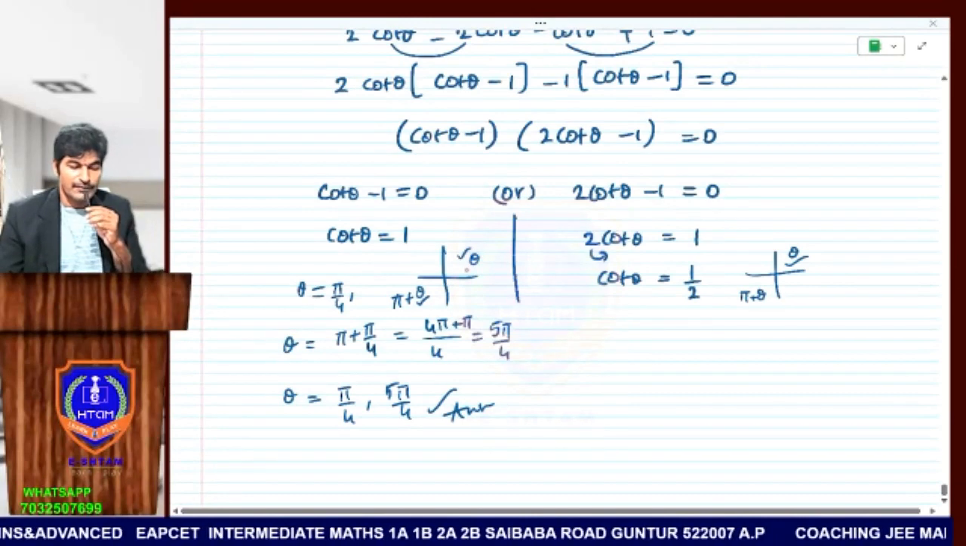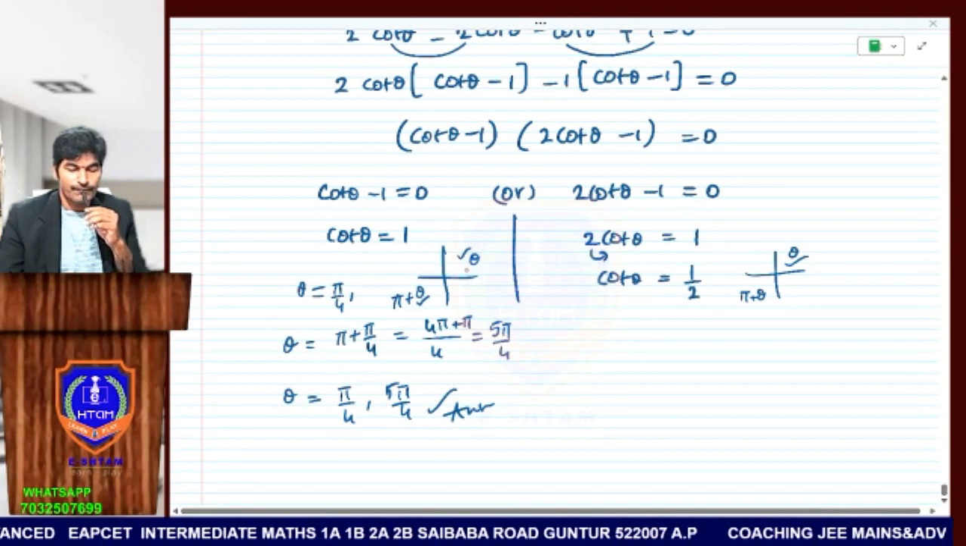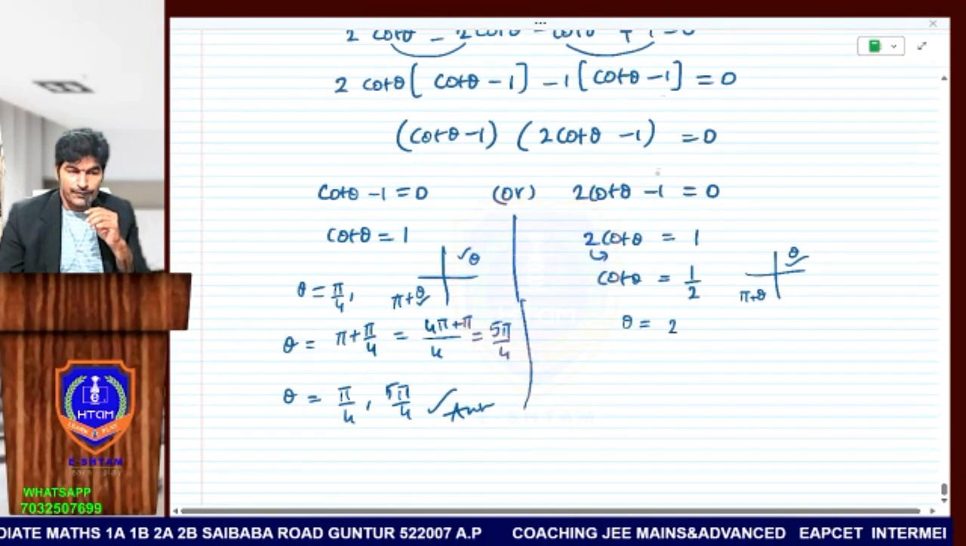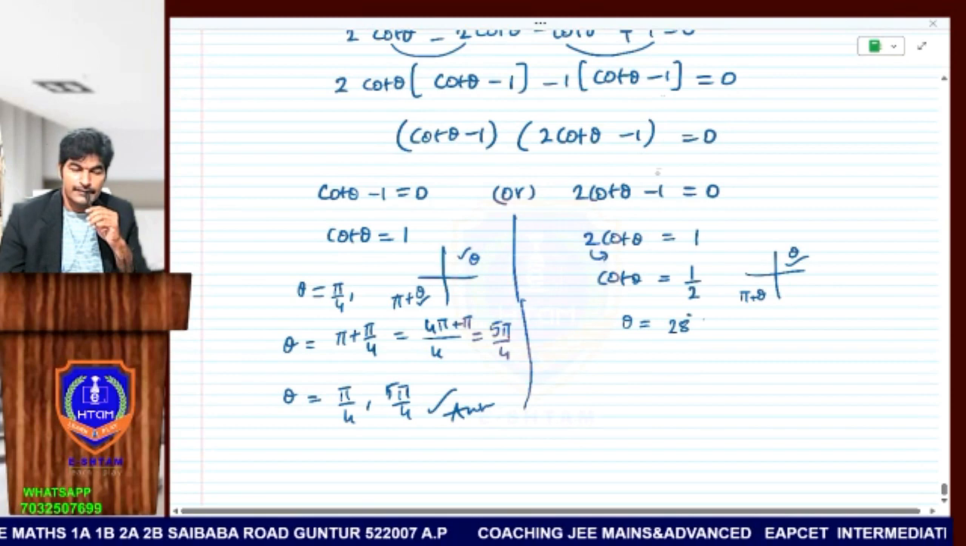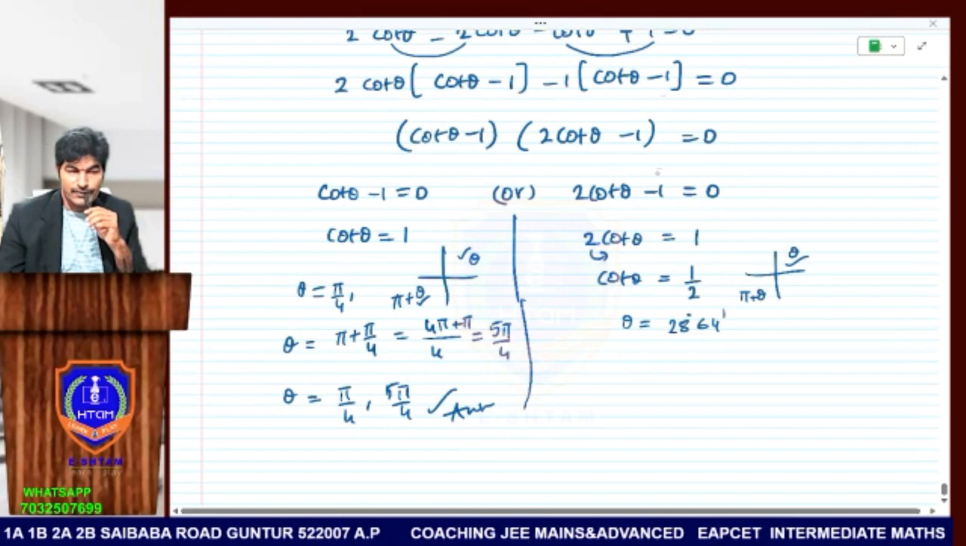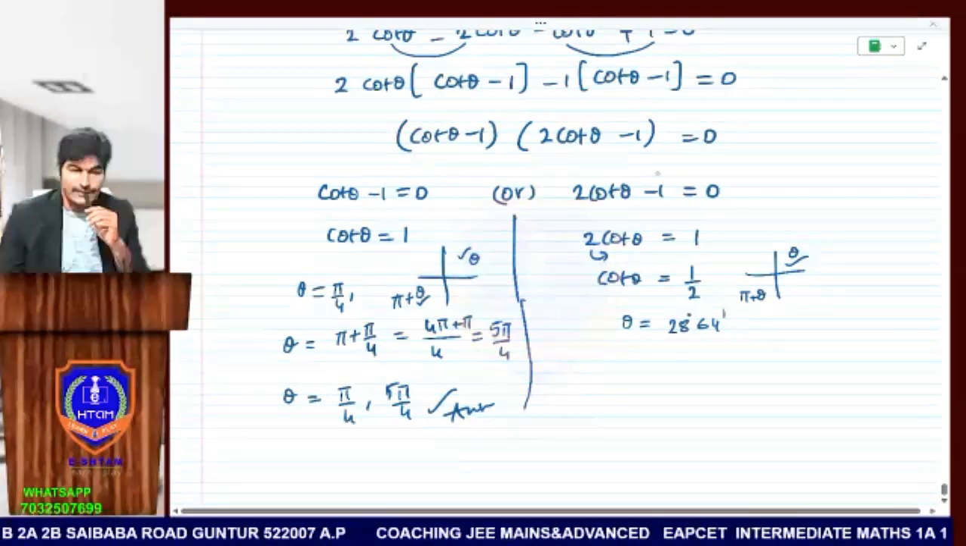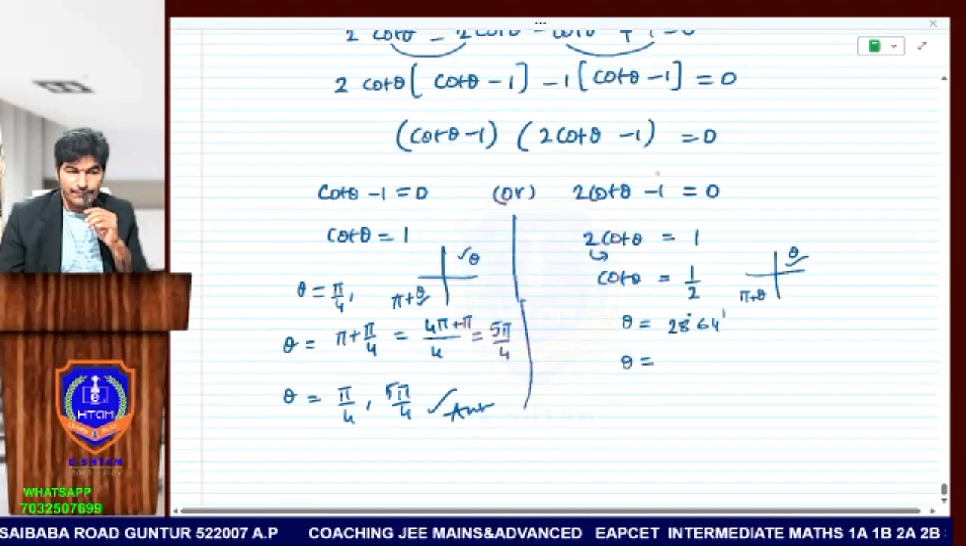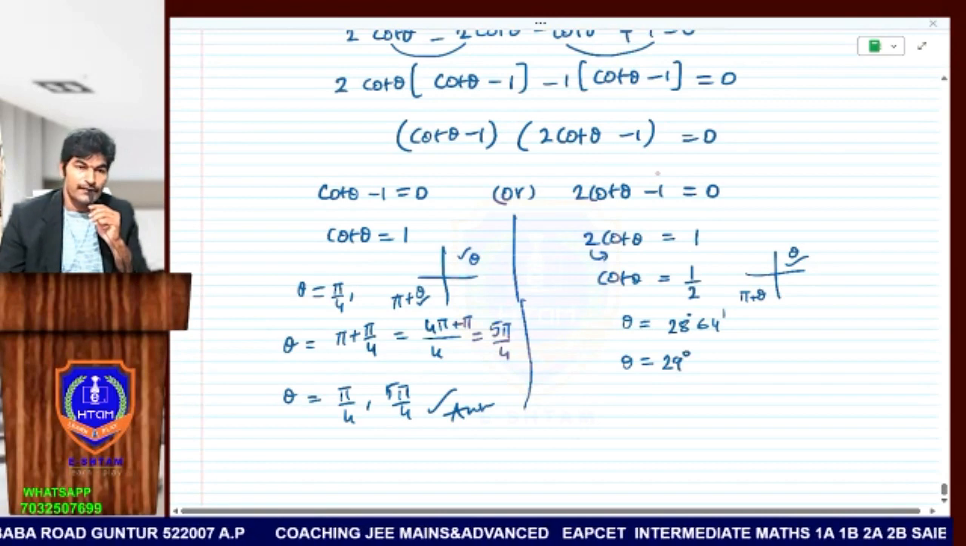And we will write the second case also. So can you tell me which angle has cot equal to 0.5? Okay, 64 degrees 28 minutes? 64 minutes, one more degree is added, no? 60 minutes is 1 degree. You can take approximately 29 degrees. Okay? 29 degrees 4 minutes.